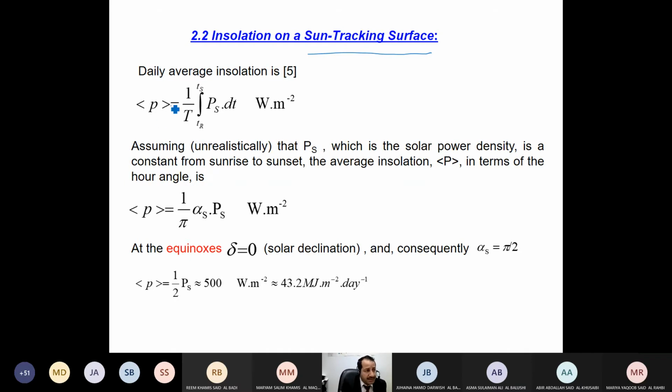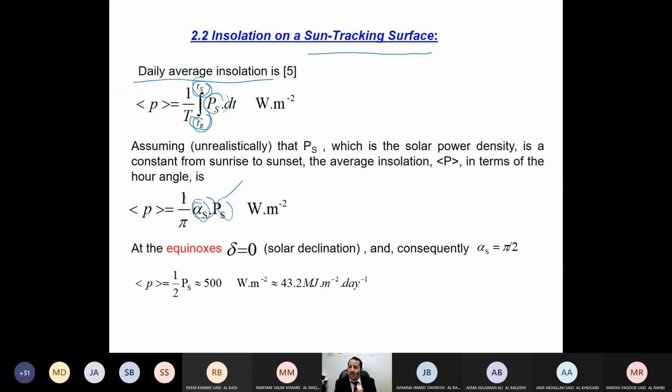If we want to calculate the daily average insolation, we will use this formula: 1/T integration of the power density, which is, let me say PS for sun, 1000 watt per square meter, from sunrise to sunset. Let's hypothetically assume that the solar radiation is the same through the whole day, which is not realistic, but let's assume. Then when we integrate, converting sunrise to sunset time into hours, because we don't deal with time directly, we deal with hour angle, and substitute, we find that it becomes 1/pi alpha s PS. Forget this constant, so we only have alpha s.